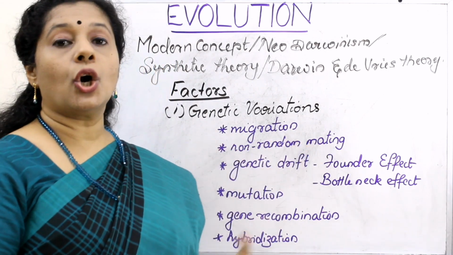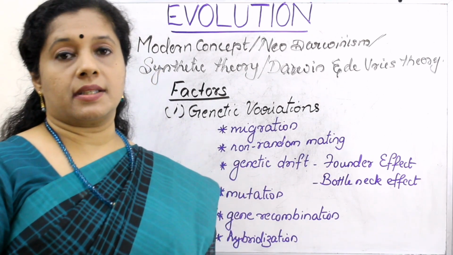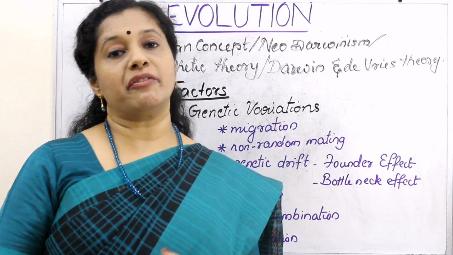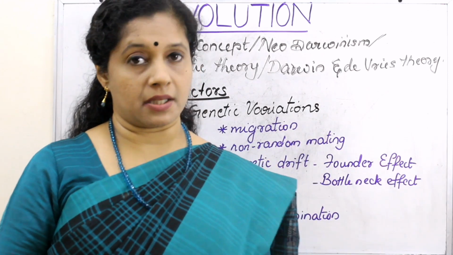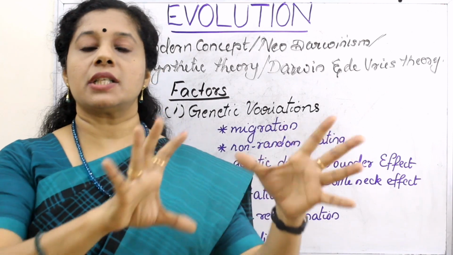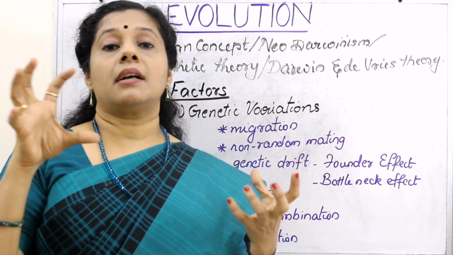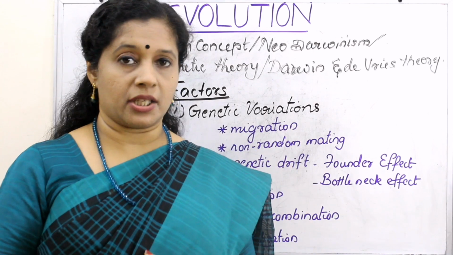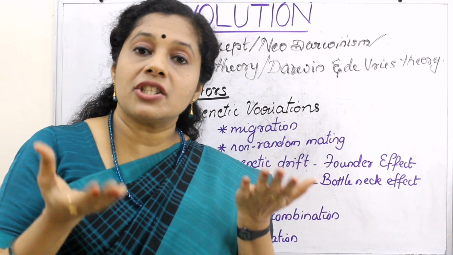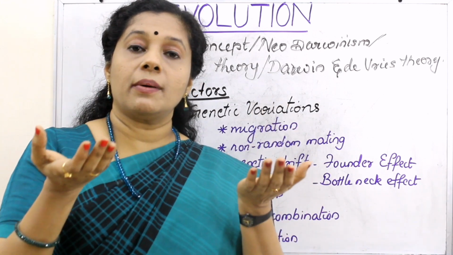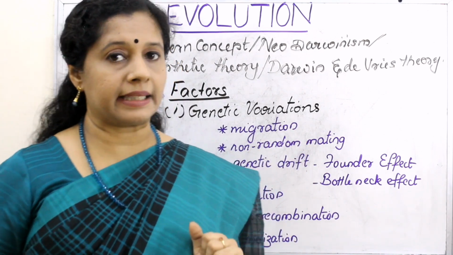Then next is non-random mating. So there are certain choices. Certain times, suppose a group of birds, the female birds decide to mate only with the brightly colored birds. Okay, there is no other reason, just brightly colored birds are favored. So in such cases, the dull colored birds will be eliminated. So that is called non-random mating. So that also will change the gene frequency. The gene frequency of the bright color will increase and that of the dull color will decrease.